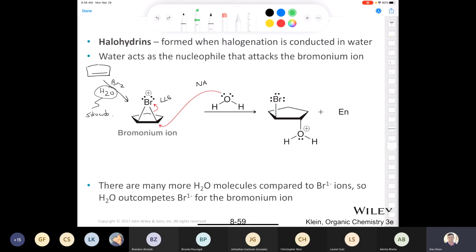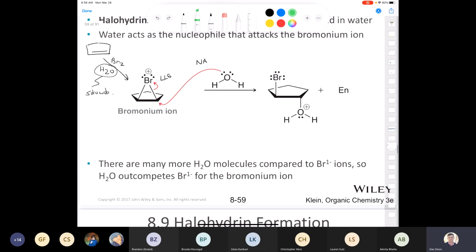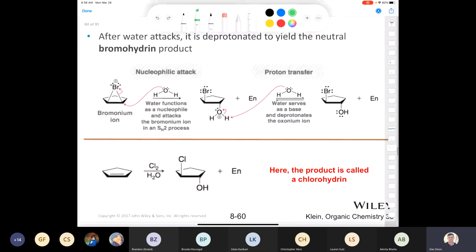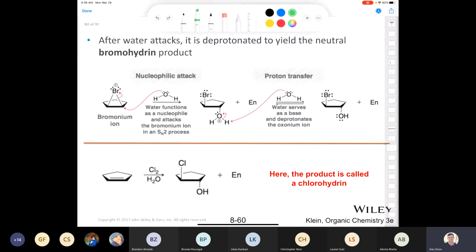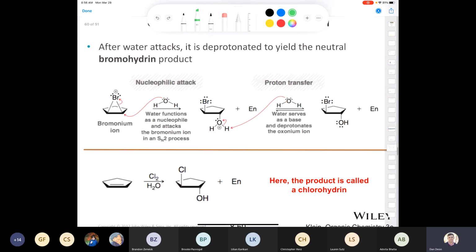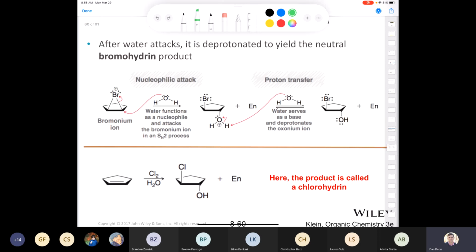We end up deprotonating the oxonium with another molecule of water. So this isn't the complete mechanism. After the formation of the bromonium ion, we get the nucleophilic attack by the water molecule, and then water comes in and acts as a base to deprotonate the oxonium. So you end up with anti-addition, and you end up with what's called a bromohydrin in this case. So this would be a bromohydrin.